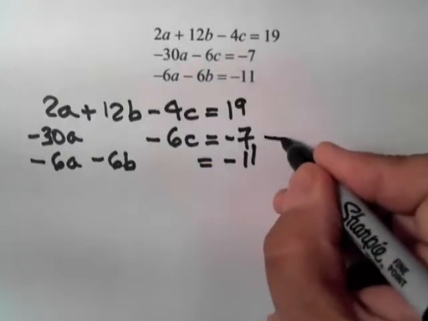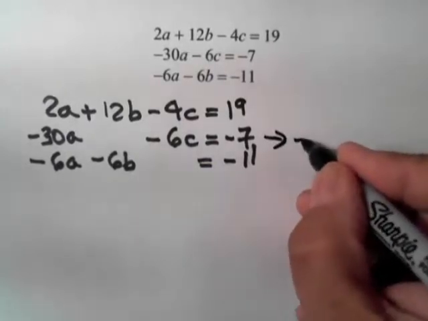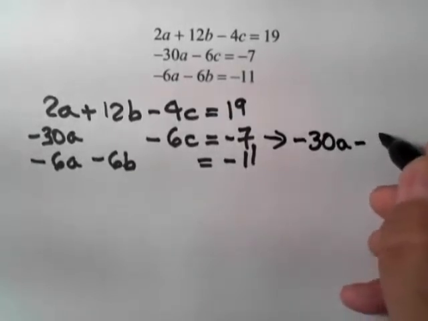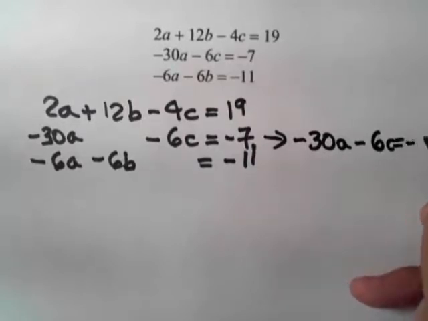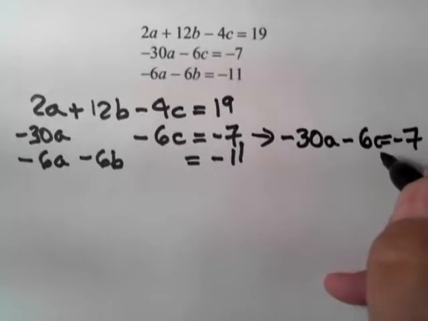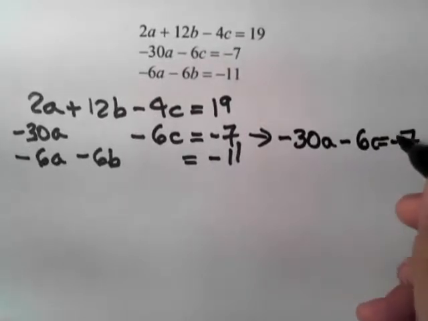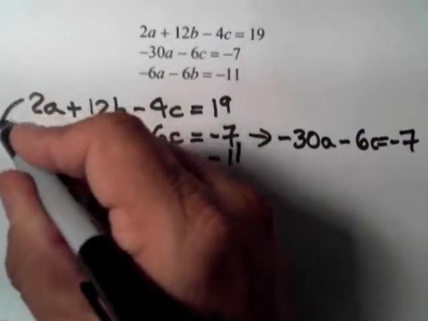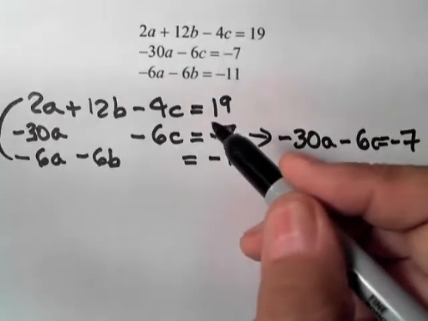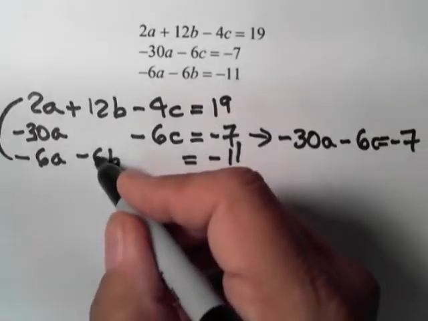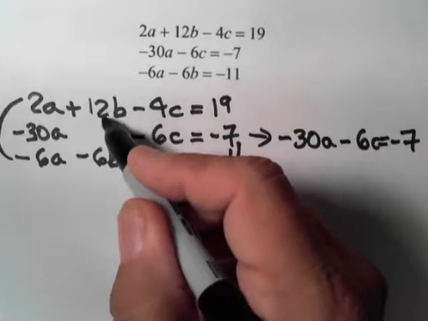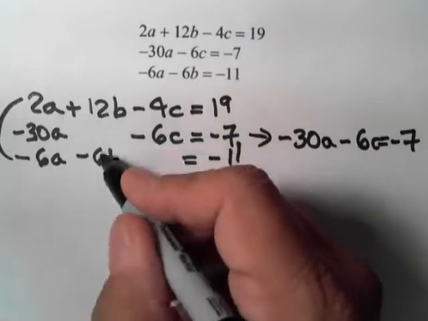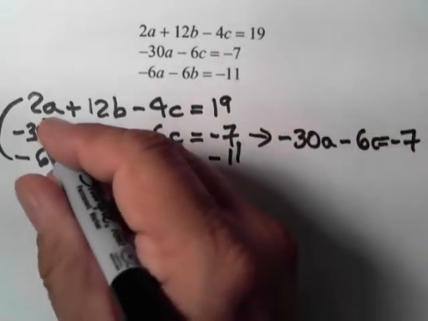So here we go. Let's indicate that we're going to make use of this second one, and I'm going to rewrite it now. Negative 6c equals negative 7. What we have here is no b. Then I'm going to pair up the first and third equations. I want to eliminate the b's. I have plus 12b up here, so if I multiply this equation by 2, I'll have negative 12b, and they will eliminate.